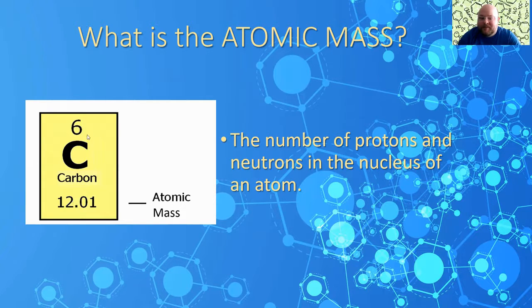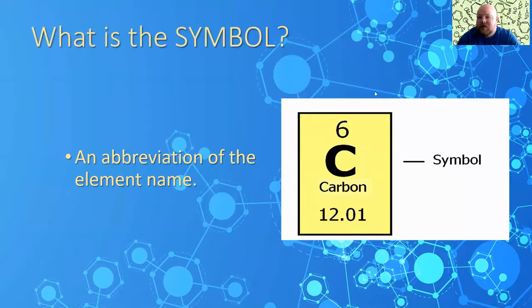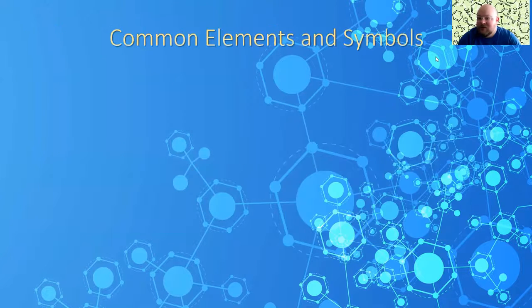Now, again, this number 12.01, the number shown on the periodic table, is slightly different than that, which we'll get to in just a second. But let's keep going here. What's the symbol? Well, the symbol is just an abbreviation of the element's name. For carbon, it's C. For oxygen, it's O. For hydrogen, it's H. A lot of those are pretty straightforward like that. And some of them are not so straightforward. And we'll look at some examples of that here in a second as well.